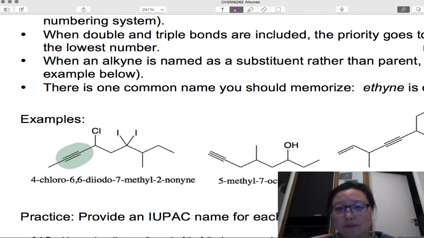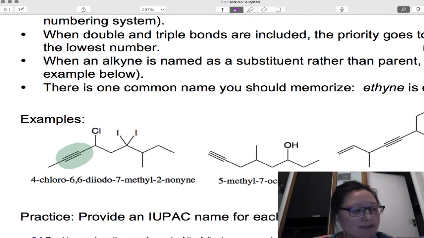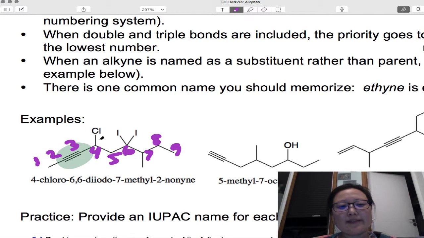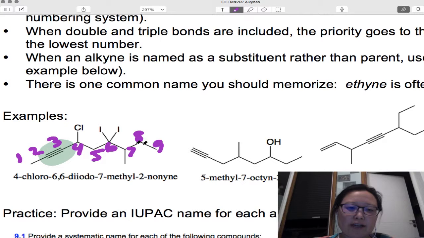What I mean by takes priority is the alkyne gets the lowest numbering possible. So it doesn't matter where the halogens happen. The halogens could have been happening over here at 9. It doesn't make 9 turn into 1. Okay, the priority's with the alkyne. Chain of 9 is non-ine for alkyne, so that's an important ending you need to use.